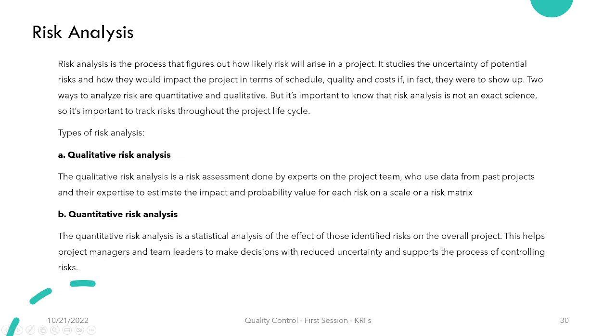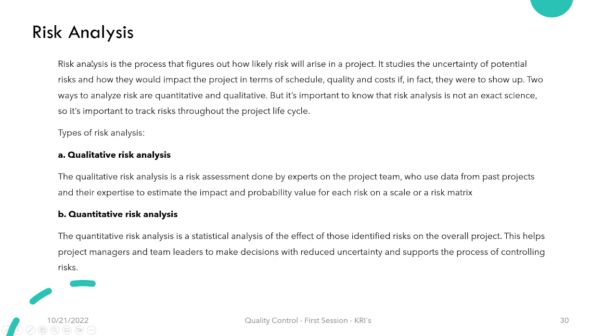Risk analysis. Risk analysis is a process that figures out how likely a risk will arise in the project. It studies the uncertainty of potential risks and how they would impact the project in terms of schedule, quality, and cost if in fact they were to show up. Two ways to analyze risks are quantitative and qualitative, but it's important to know that risk analysis is not an exact science, so it's important to track risk throughout the project lifecycle.